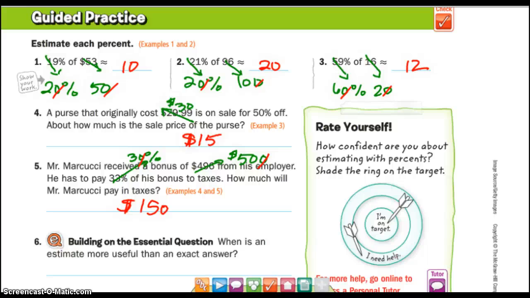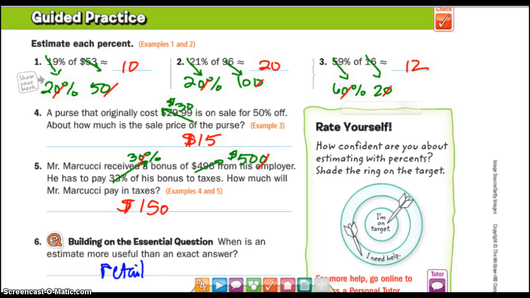So again, when is an estimate more useful than an exact number? When would we use an estimate? In retail, you're going to the store and you know that something is 30% off and you want to know, do I have enough money? So you make a rough guess to determine whether or not you're even in the ballpark to pick up that dress or not.